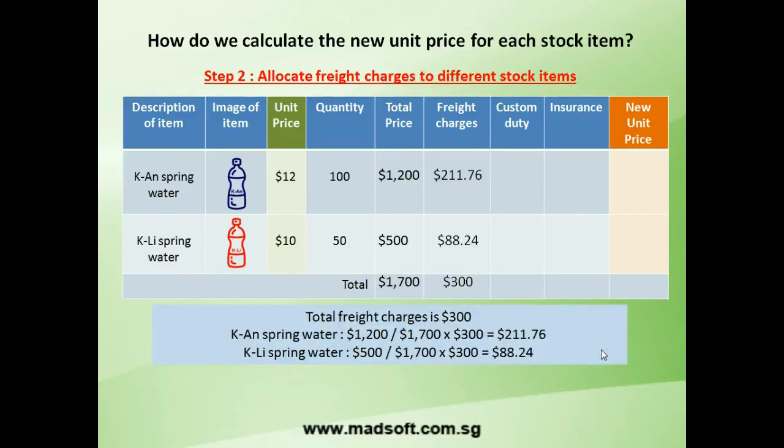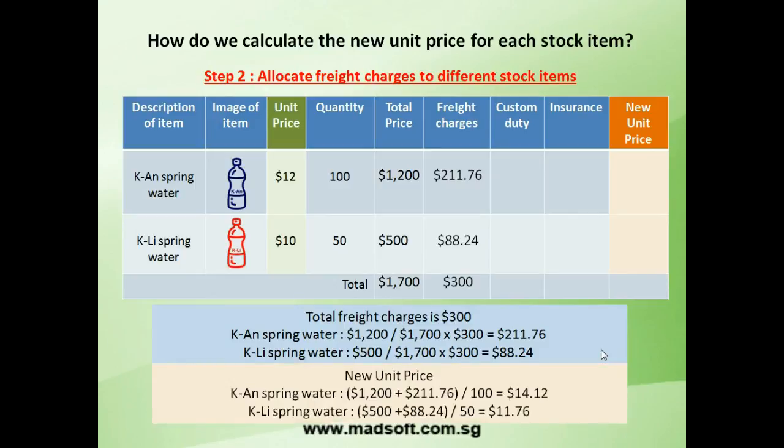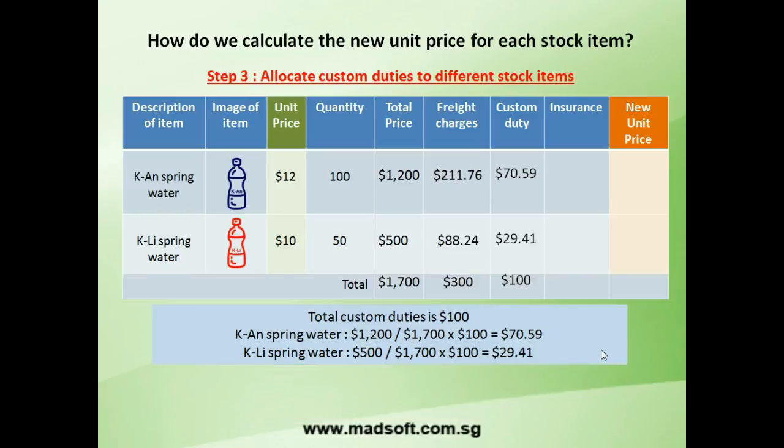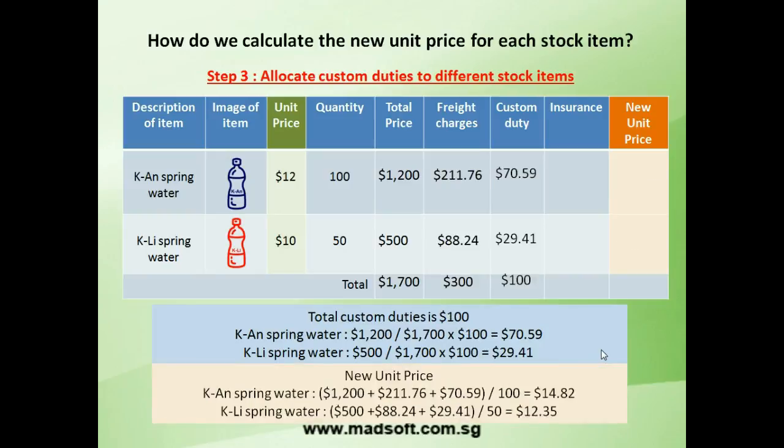Step number 2, to allocate the freight charges to the different stock items. The new unit price for KN spring water will be $14.12. The new unit price for Kaylee spring water will be $11.76. Step number 3, we will allocate the custom duties to the different stock items. Now the KN spring water new unit price will be $14.82. The new unit price for Kaylee spring water will be $12.35.